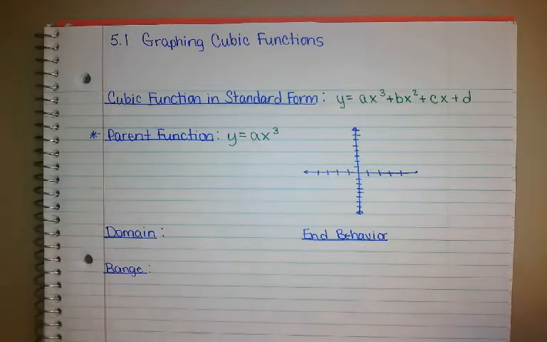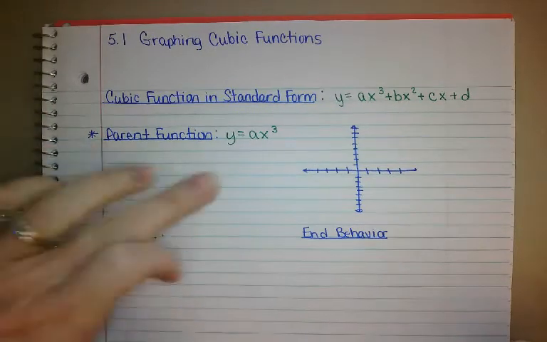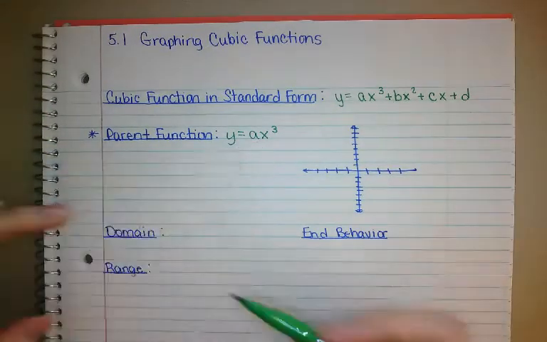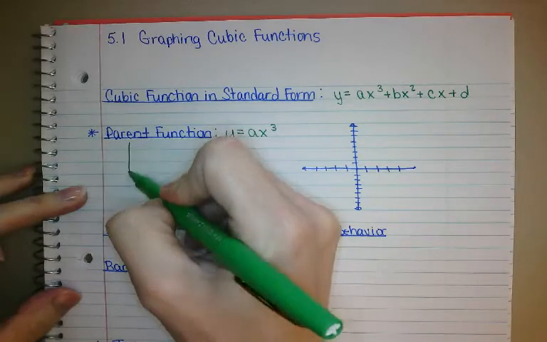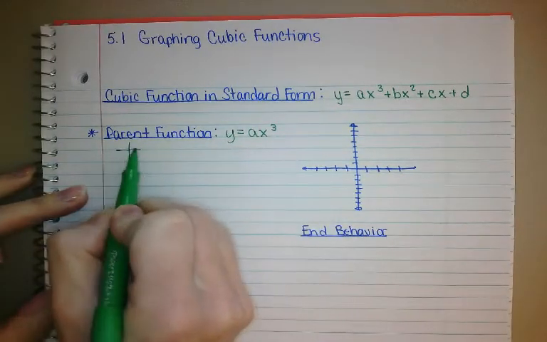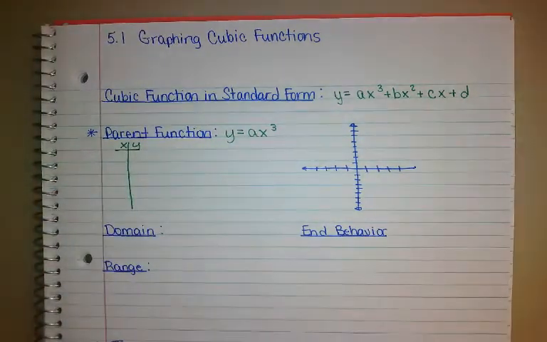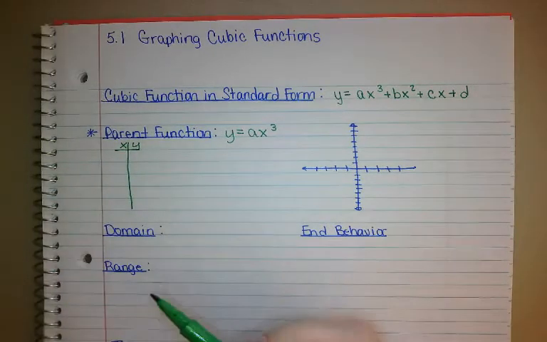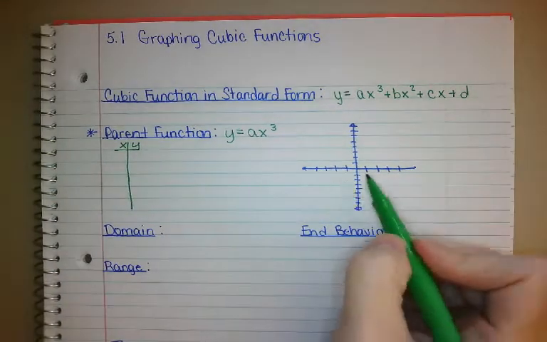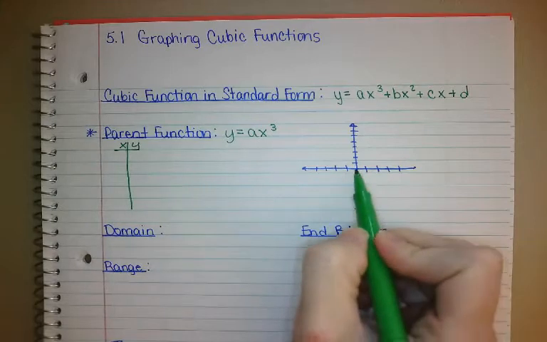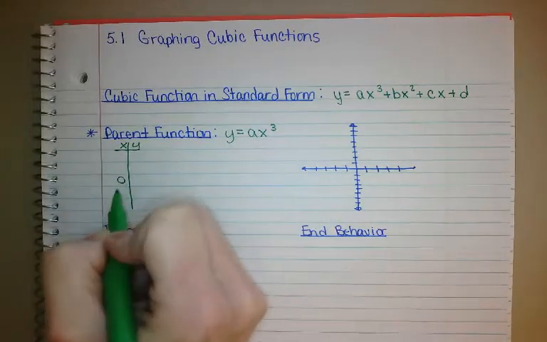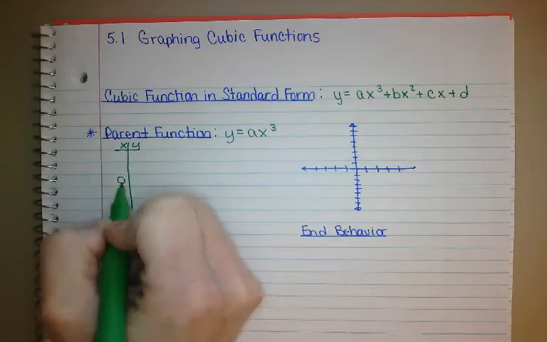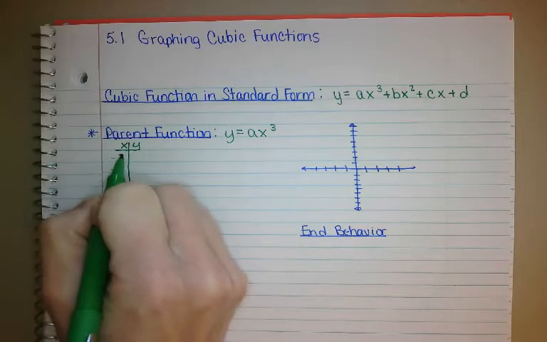So if I want to graph a cubic function, I'm going to go ahead and just make a table of values. Anytime you want to know what a function looks like, make a table and then just pick lots of points. I'm going to start off, as far as my x is, picking out a 0. And then I'm going to pick some positive numbers, and then I'm going to pick some negative numbers.